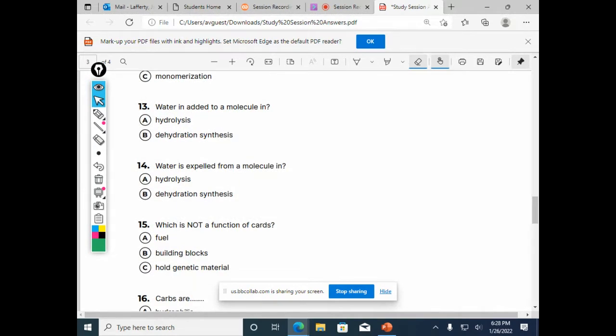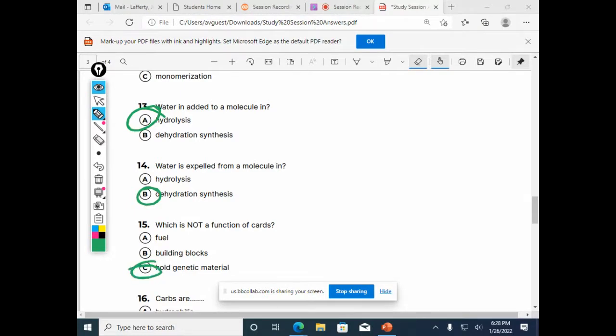Water is added into a molecule during hydrolysis. Good. Water is expelled from a molecule during dehydration synthesis. Good. What's not a function? Well, that's supposed to be carbs, not cards. Sorry about that. Hopefully y'all figured that out. What is not a function of carbs?